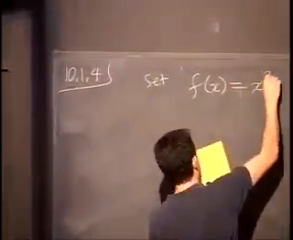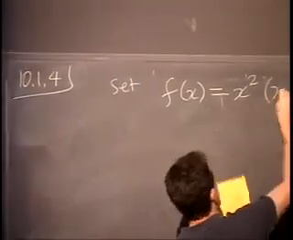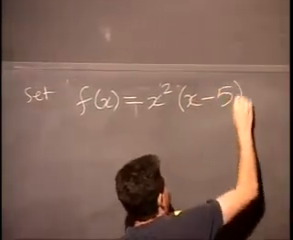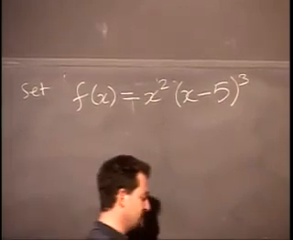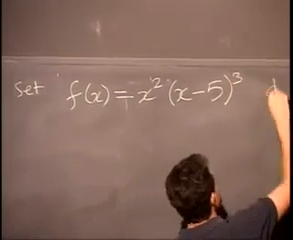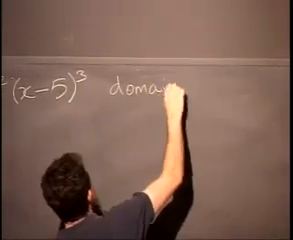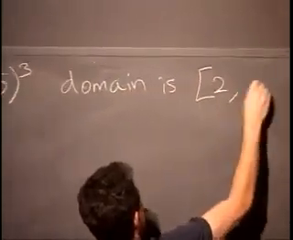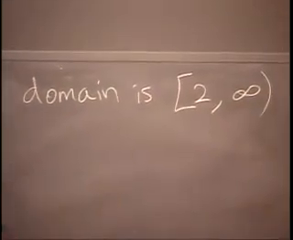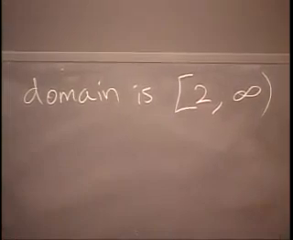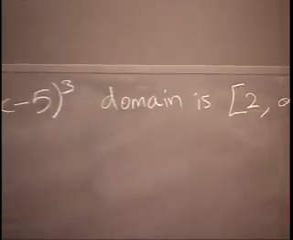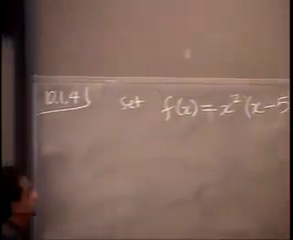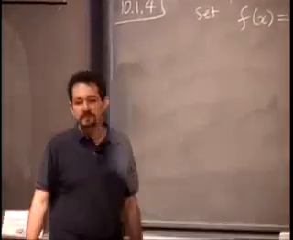f of x equals x squared times x minus 5, all cubed. So it's actually a fifth degree polynomial. But I'm going to restrict the domain to the interval [2, infinity), closed at 2. It can never be closed at infinity because infinity is not actually a number, so we can't include it. Okay, so here is a particularly nice function. I don't know about particularly nice, but it's a reasonable function.